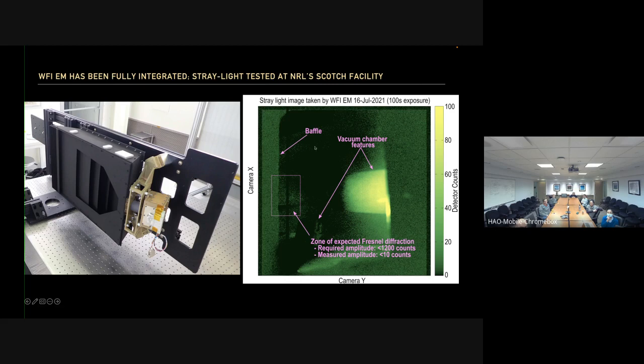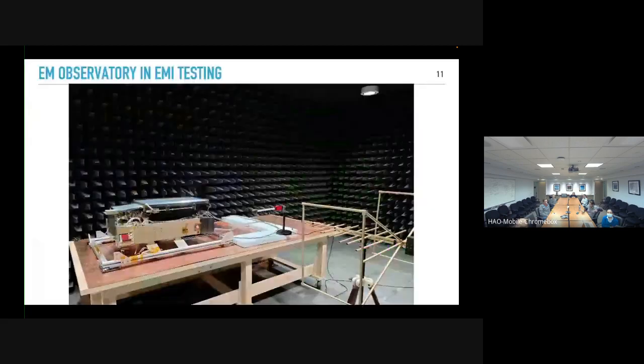With the scattering in the chamber plus the Fresnel scattering, we still had a measured amplitude less than 10 counts compared to a requirement of 1200. So we're doing just fine, 16 orders of magnitude. This is the entire engineering model observatory, all integrated and placed in EMI testing. It's been through a full test regimen, thermal vac and all that.